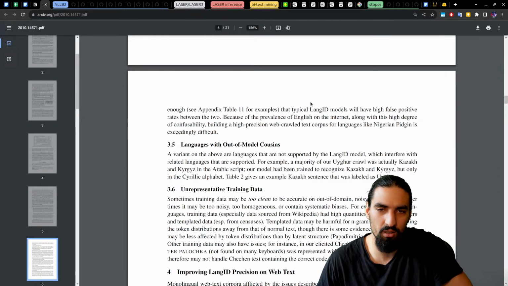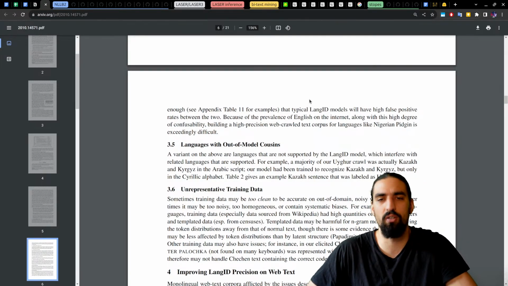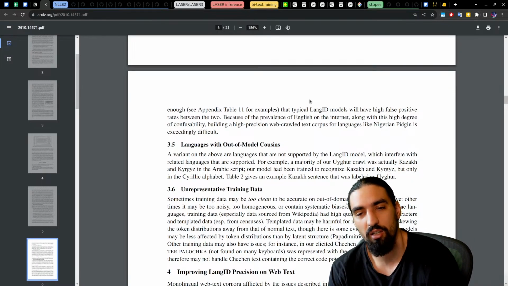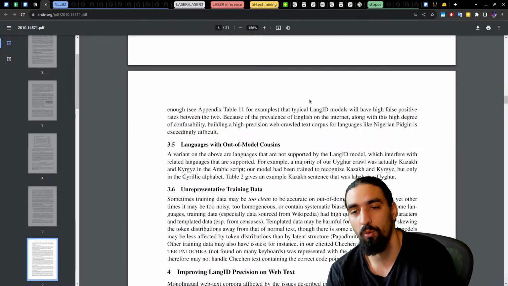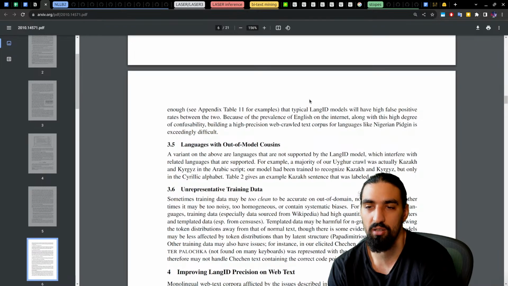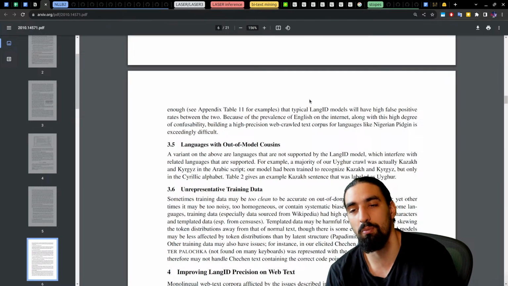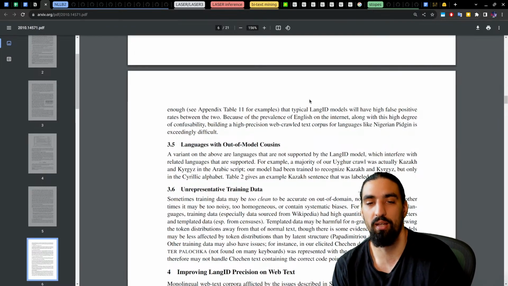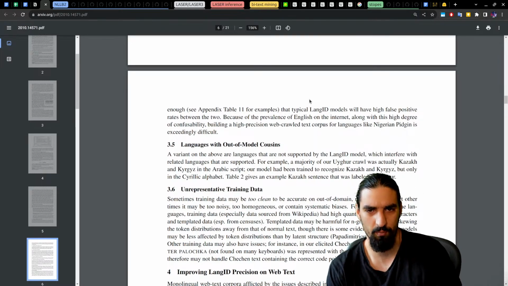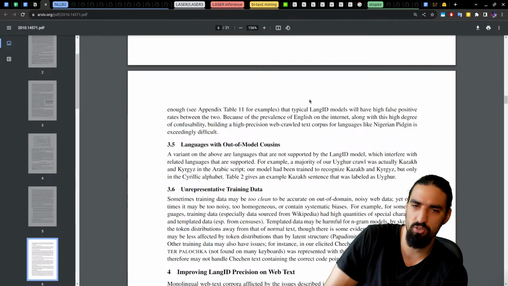Languages with out-of-model cousins. A variant on the above are languages that are not supported by the LangID model, which interfere with related languages that are supported. For example, a majority of our Uyghur crawl was actually Kazakh and Kyrgyz in the Arabic script. Our model has been trained to recognize Kazakh and Kyrgyz, but only in the Cyrillic alphabet. Table 2 gives an example of a Kazakh sentence that was labeled as Uyghur. Okay, again, because of the script, the model is confused into thinking that this is this language, but it's actually just transliterated Kyrgyz or Kazakh.